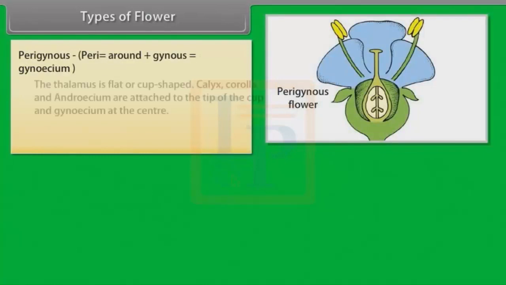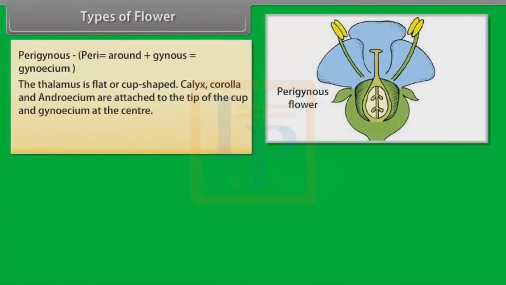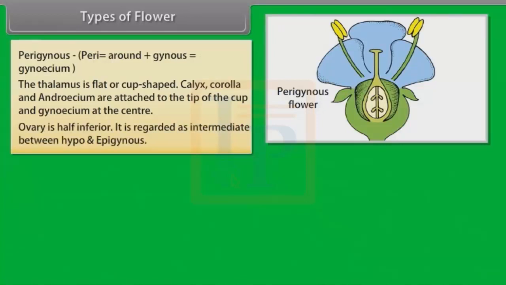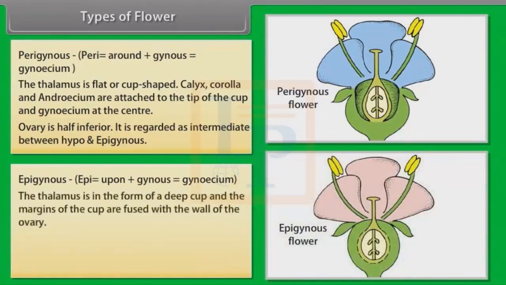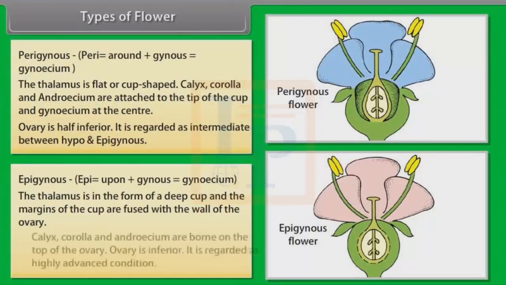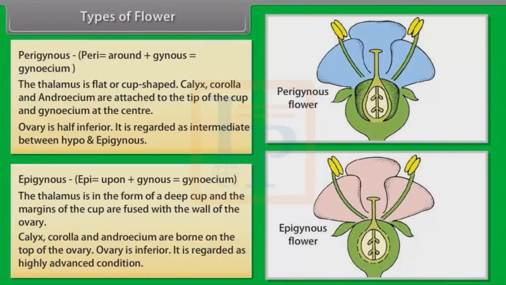Perigynous. The thalamus is flat or cup-shaped. Calyx, corolla and androecium are attached to the tip of the cup and gynoecium at the center. Ovary is half inferior. It is regarded as intermediate between hypogynous and epigynous. Epigynous. The thalamus is in the form of a deep cup and the margins of the cup are fused with the wall of the ovary. Calyx, corolla and androecium are borne on the top of the ovary. Ovary is inferior. It is regarded as highly advanced condition.